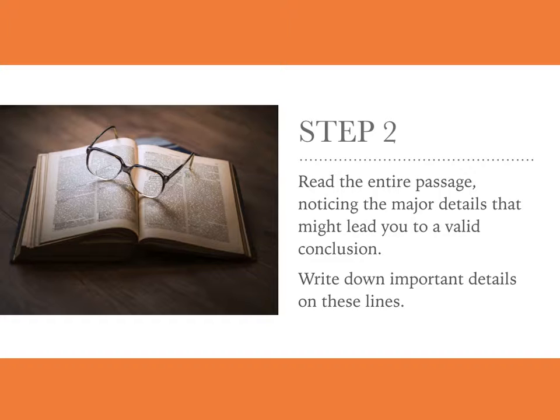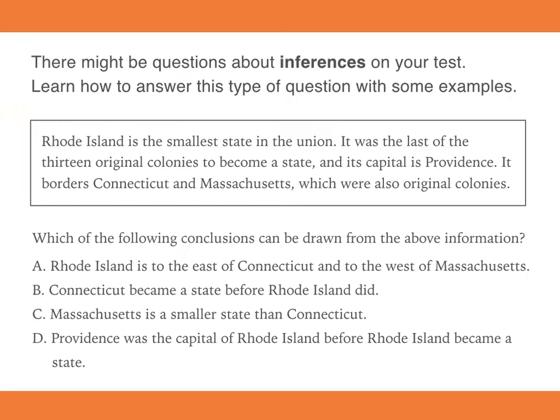It says Rhode Island is to the east of Connecticut and to the west of Massachusetts. This has a lot to do with location and the two other states, their names. When we take a look at the last sentence in the paragraph, it says right here, the reference is definitely Rhode Island, it borders Connecticut and Massachusetts, which were also original colonies. This one is about the location, but it doesn't actually provide specific information about the directions, like to the east or to the west. That's why we should take this one away.